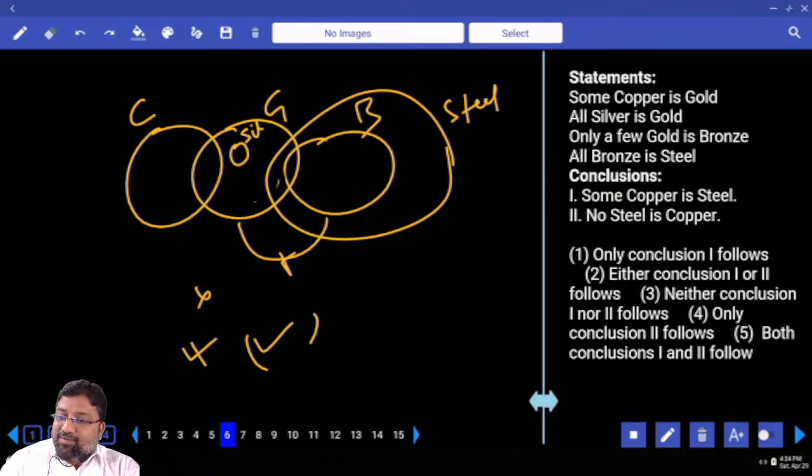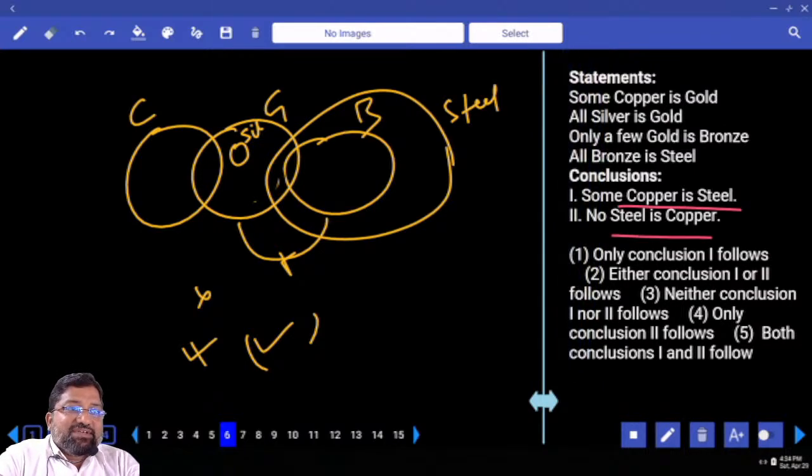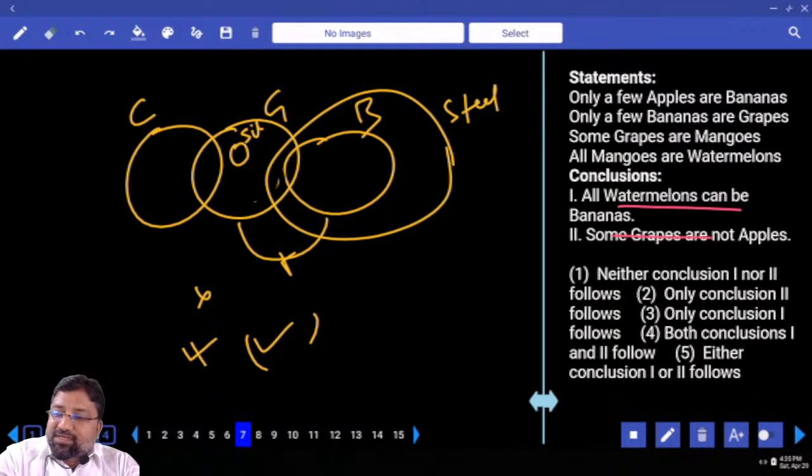You have to be very careful. Copper and steel have repeated again below. The complementary for no steel is copper is some steel is copper. Some steel is copper is equal to some copper is steel. Yes or no? Some A's are B's is equal to some B's are A's. But all A's are B's, is it equal to all B's are A's? No. So what should be my answer now? Either 1 or 2. Seventh question.